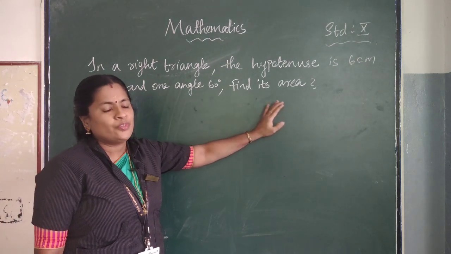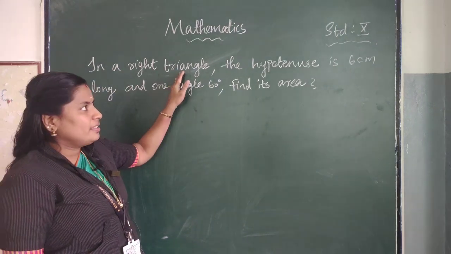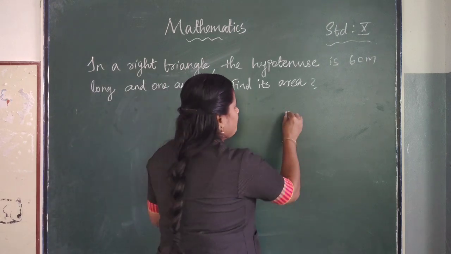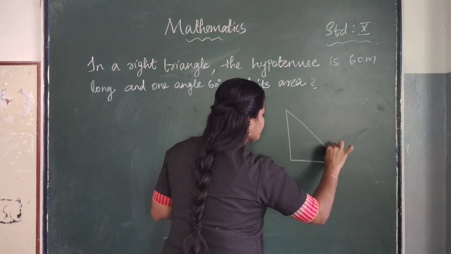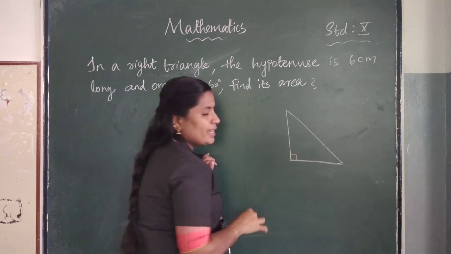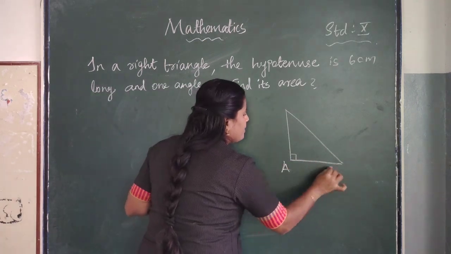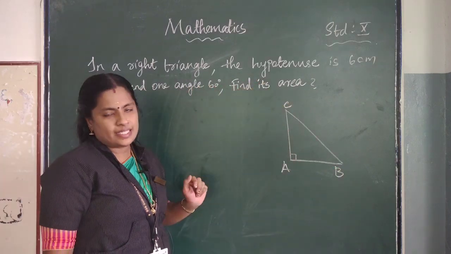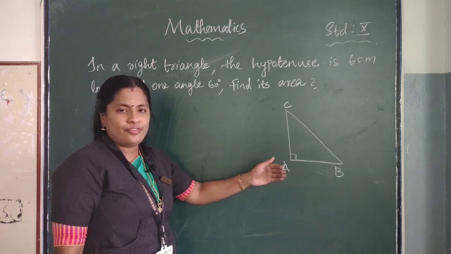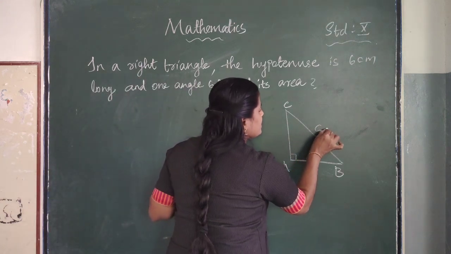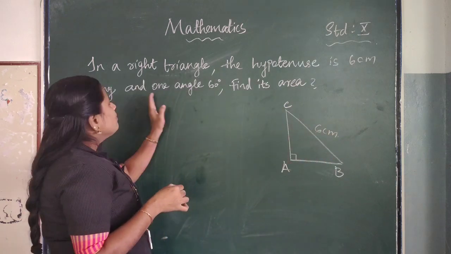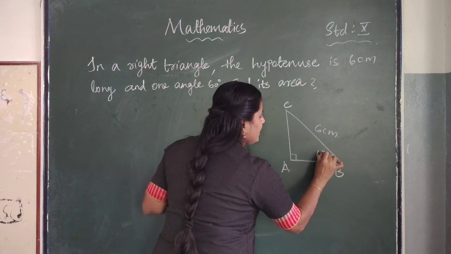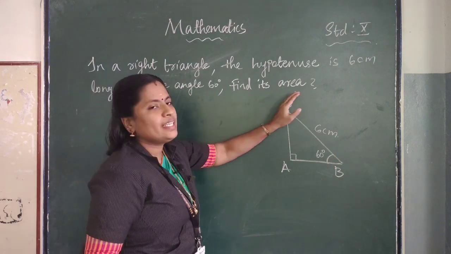Find its area. So here given, in a right triangle, the hypotenuse is 6 cm. So we have to draw the figure. This is the right triangle. So here it is 90 degree. We can name this figure ABC. Then the hypotenuse is 6 cm, that is opposite of 90 degree. So here it is 6 cm and one angle is 60 degree. So here we can give, here it is 60 degree. Okay, we have to find its area.